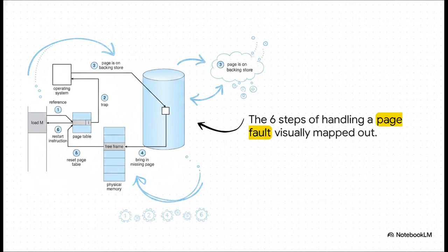Then the hardware traps to the OS at step 2. The OS pulls the missing data from the backing store at step 3, drops it right into physical memory for step 4, resets the page table for step 5, and just restarts the instruction. It is a total masterpiece of microsecond-level coordination.